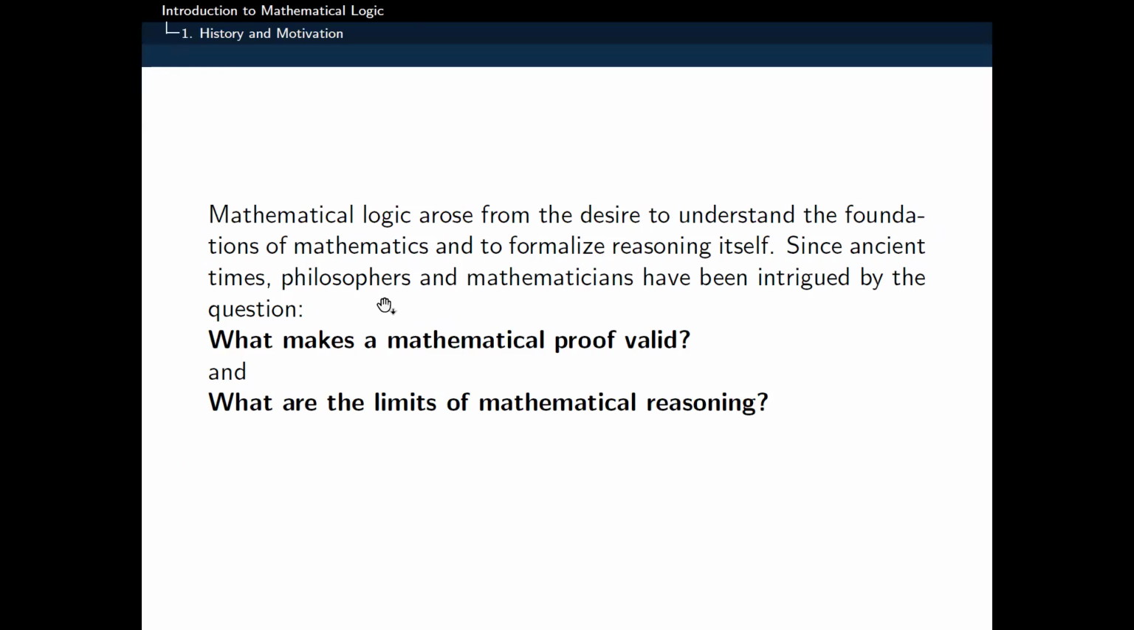Since ancient times, philosophers and mathematicians have been intrigued by the question: what makes a mathematical proof valid? I am proving something in mathematics. Is it really valid? To get the answer, we study this subject called mathematical logic.